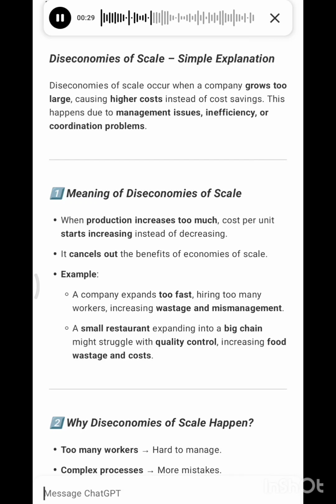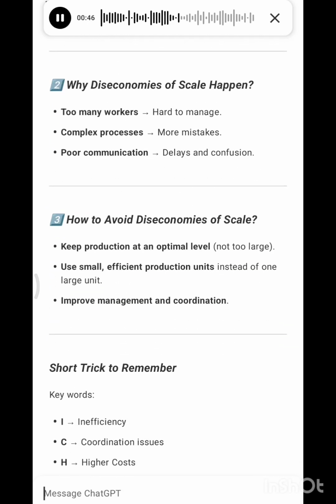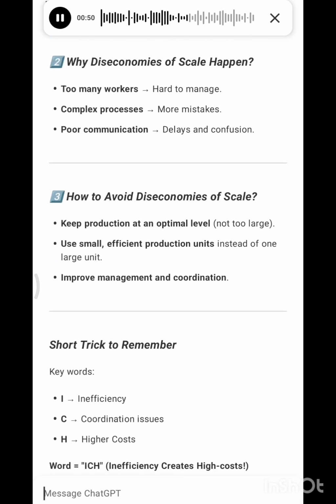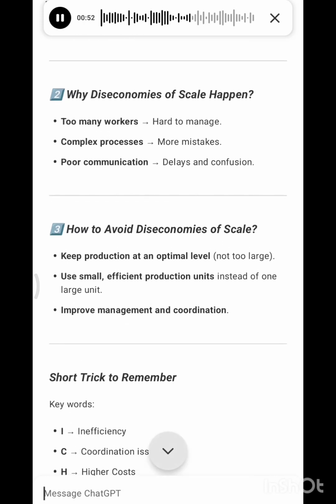Example: a company expands too fast, hiring too many workers, increasing wastage and mismanagement. A small restaurant expanding into a big chain might struggle with quality control, increasing food wastage and costs. 2. Why diseconomies of scale happen. Too many workers, hard to manage. Complex processes, more mistakes. Poor communication, delays and confusion.